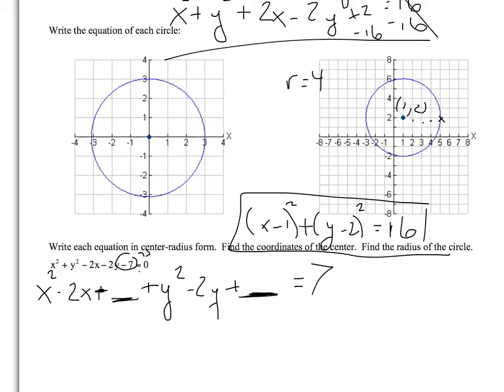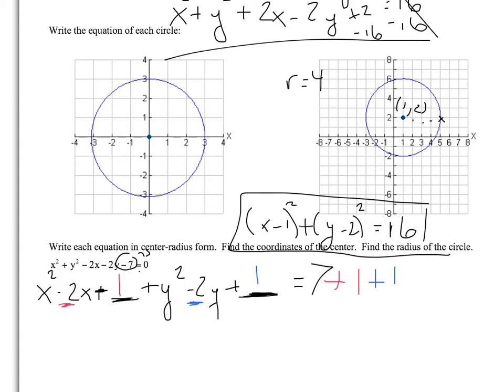And now it's your favorite. We have to complete the square for each, the x and the y. For complete the square, what you do is you take half of the b value. So half of negative 2 is negative 1. Squared is 1. You add it to both sides, so that's why I left a space. Now half of negative 2 here is negative 1. Squared is 1. Add it to both sides.